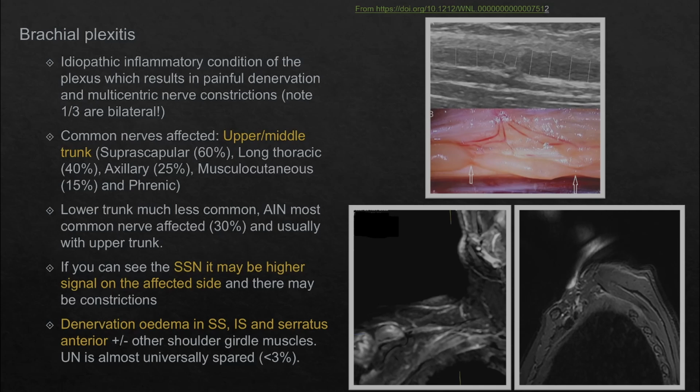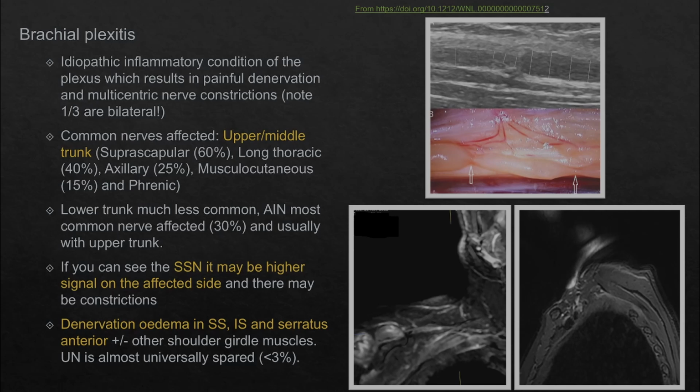Most common nerves affected by Parsonage-Turner syndrome are the nerves originating from the upper trunk and less commonly from the middle trunk. Mostly this represents the suprascapular nerve and the long thoracic nerve, but less commonly also the axillary nerve, musculocutaneous nerve, and phrenic nerve, with the lower trunk being much less commonly affected. And in this case, usually the anterior interosseous nerve is affected, with no other part of the median nerve affected.